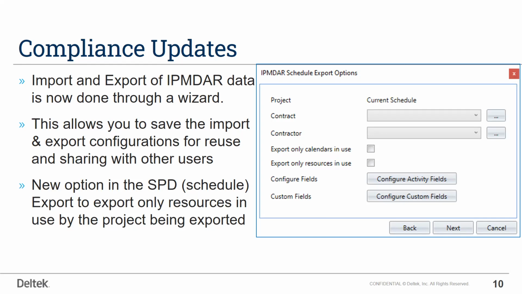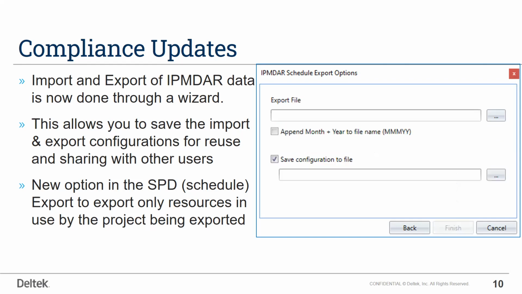You can also use a new option in the SPD to export only the resources in use by the project being exported. So just a couple of other little tweaks to make the data easier to utilize, both getting it in and out of Acumen.